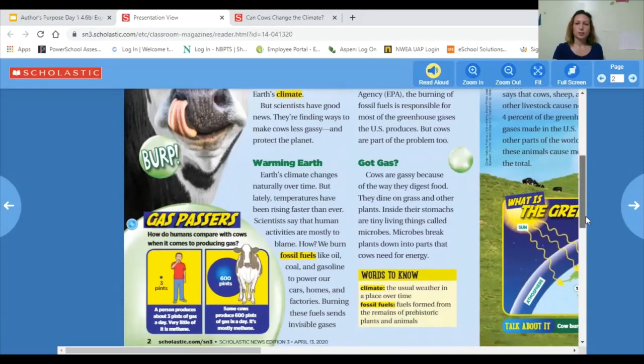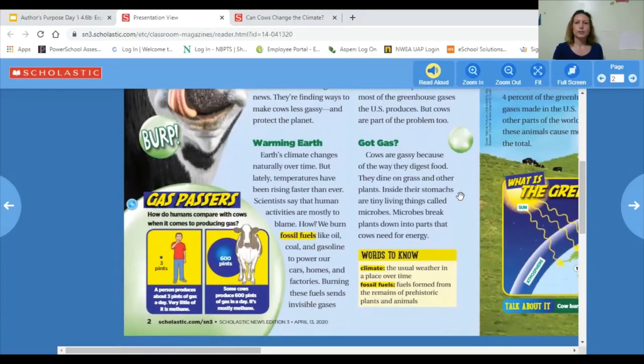So now we're under our heading, Got Gas. Cows are gassy because of the way they digest food. They dine on grass and other plants. Inside their stomachs are tiny living things called microbes. Microbes break plants down into parts that cows need for energy.